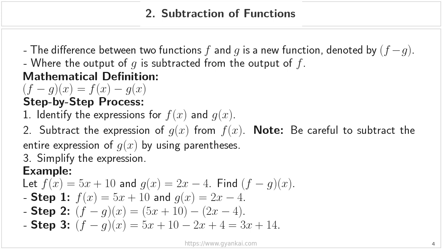When we distribute that negative sign into the second parenthesis, the minus 4 becomes a plus 4. This leaves us with 5x plus 10 minus 2x plus 4. When we combine our x terms, 5x minus 2x gives us 3x, and our constants, 10 plus 4, give us 14. So our final resulting function is 3x plus 14.